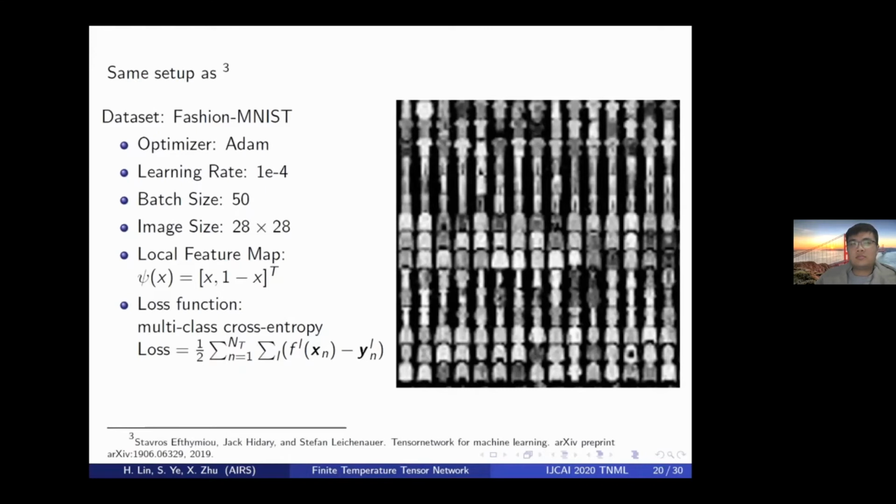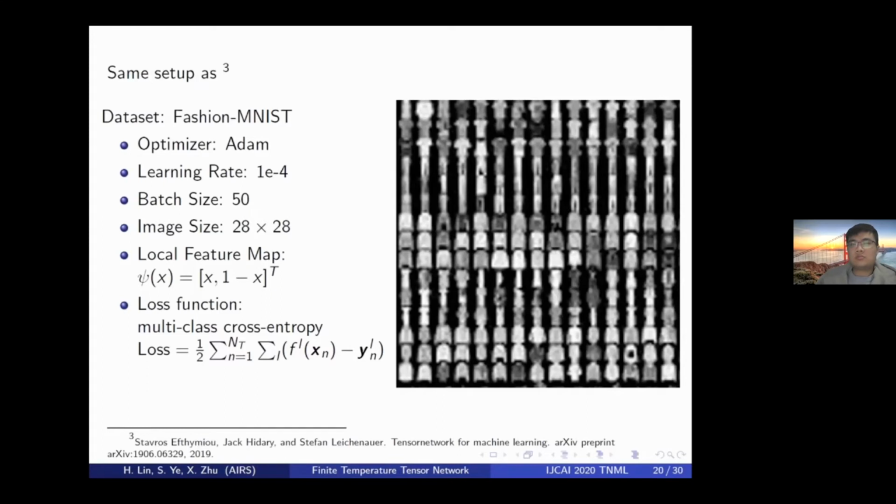To illustrate the effect of the temperature layer, we use a setup as in this paper. The dataset is Fashion-MNIST, which is a large variation dataset. The image size remains unchanged, 28 by 28. The optimizer is Adam. The learning rate is 10 to the power of -4. The batch size is 50. The loss function is set as the multi-class cross entropy. The feature map is 1 minus x, x.